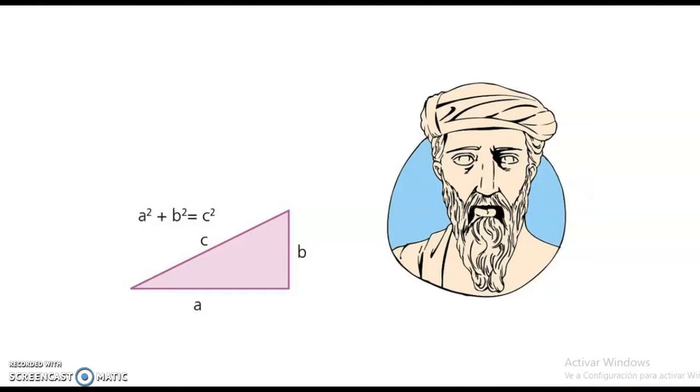Here I show you the theorem and the triangles. Okay, this is the theorem, or the formula. Use it to find the measures of the sides of right triangles, only for right triangles.